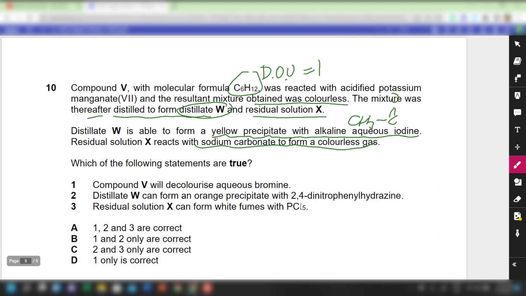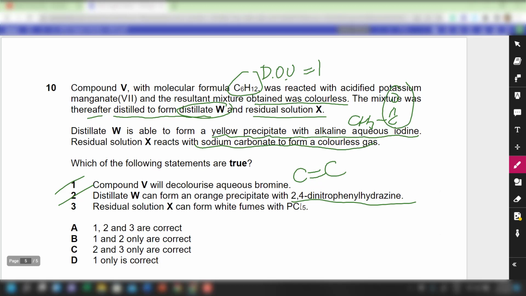Compound V will decolorize aqueous bromine. This is definitely correct, because compound V with 1 degree of unsaturation, upon reacting with potassium permanganate, undergoes oxidative cleavage. So the 1 degree of unsaturation is likely due to a CC double bond. So option 1 is correct. Option 2, distillate W can form an orange PPT with 2,4-dinitrophenylhydrazine. This is correct as well, because it is likely to be a ketone, definitely not an aldehyde, and definitely not a carboxylic acid, because a carboxylic acid will not give a yellow PPT with aqueous alkaline iodine. So definitely distillate W can form an orange PPT with 2,4-DNPH.